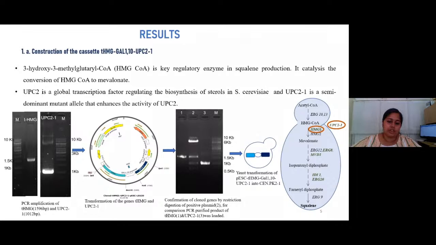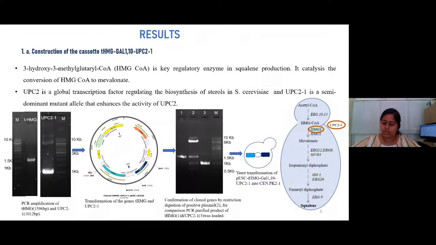The second gene here is UPC21, which is the point mutant of the UPC2 gene. UPC2 is a global transcription factor regulating the biosynthesis of sterol synthesis. And UPC21 has been reported to constitutively activate the sterol pathway as a whole.